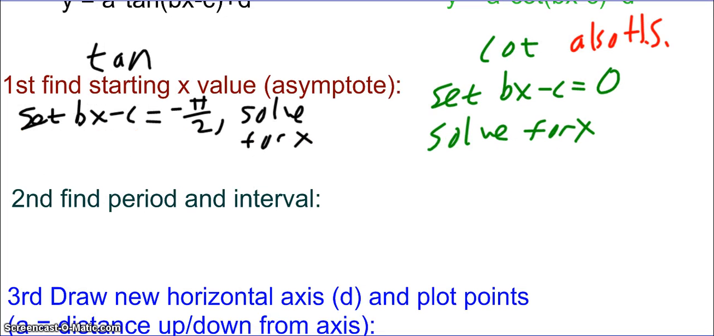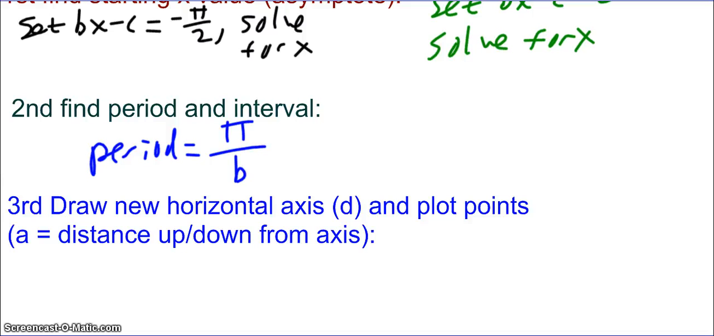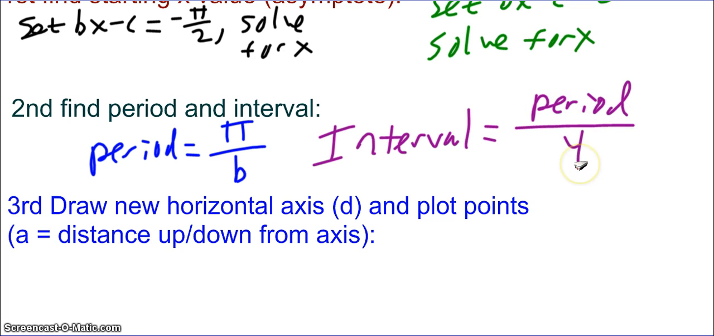Next, we want to find the period. To do that for both functions, that is going to be pi over b. With sine and cosine, it was 2 pi over b. With tangent and cotangent, it's pi over b because the standard period is pi. So now we want to draw our new horizontal axis, which is still going to be d, and then we're going to plot points, which is going to be a distance up and down from the axis. And then back up here, the interval is the same. That's not going to change for any of these. That's going to be the period divided by 4.